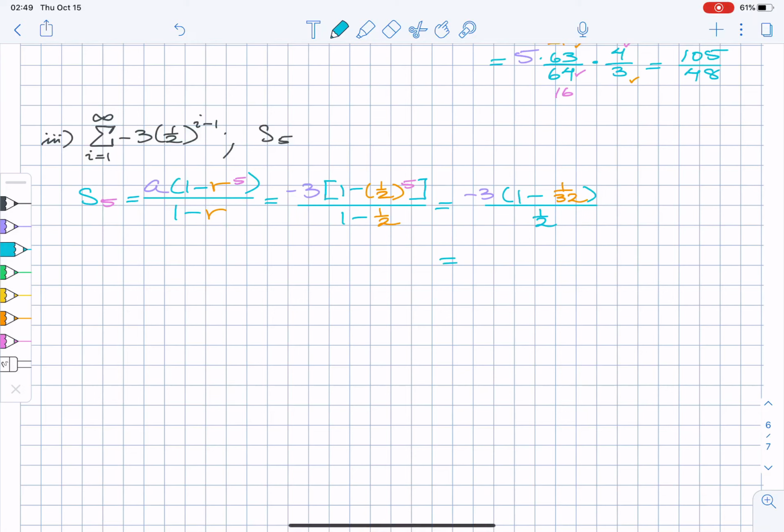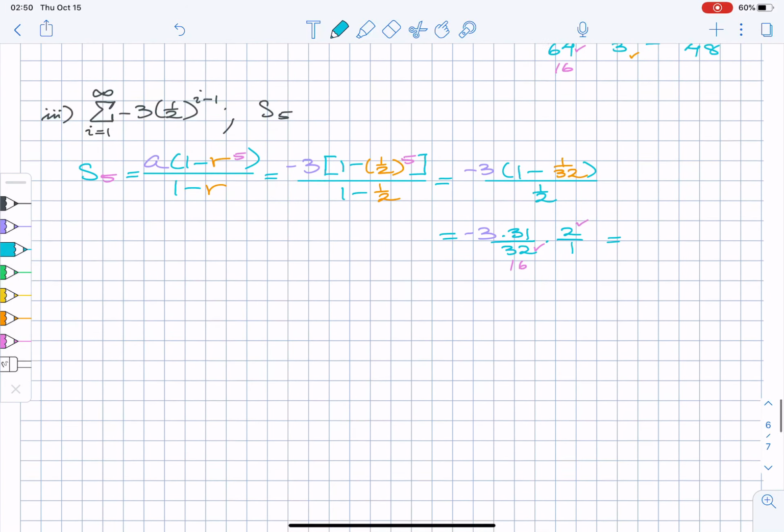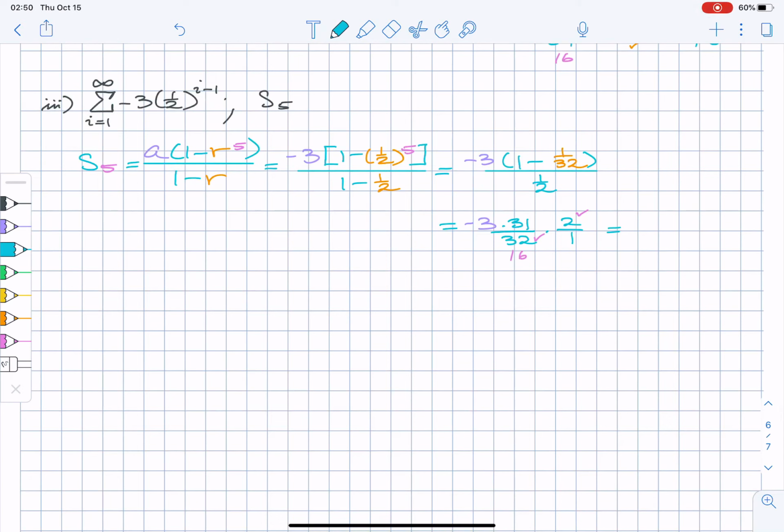So I will have negative 3 times 32 minus 1 is 31 over 32 times the reciprocal 2 over 1. Okay, so 2 goes into 32 16 times. So what I'm going to get is negative 3 times 31 is negative 93 divided by 16. And there we are. That is the sum.